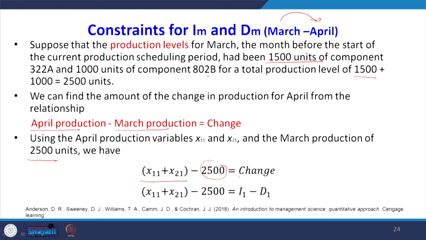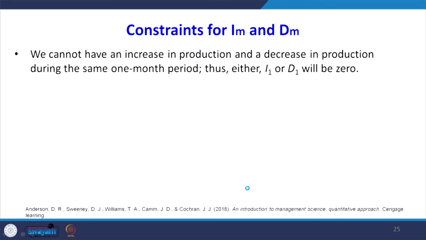This change I am writing in two variables: I1 minus D1, where I1 is the increment and D1 is the decrement. Instead of using two variables, we can use only one variable, but there is an advantage, which I will explain. We cannot have an increase in production and a decrease in production during the same 1 month period. That is, it can be either I1 or D1. It cannot be both.